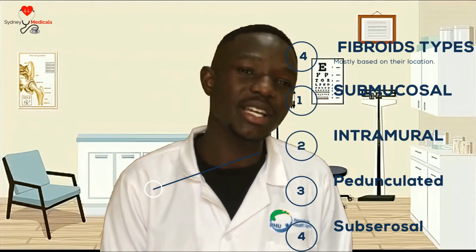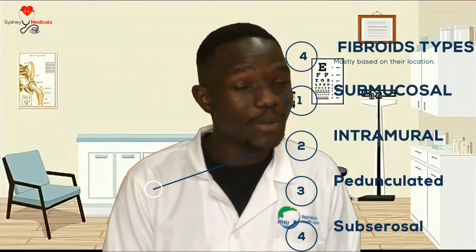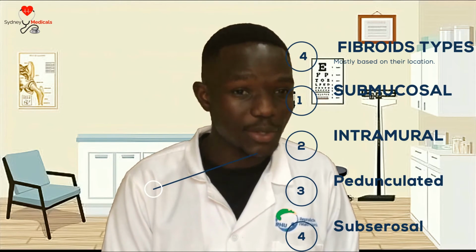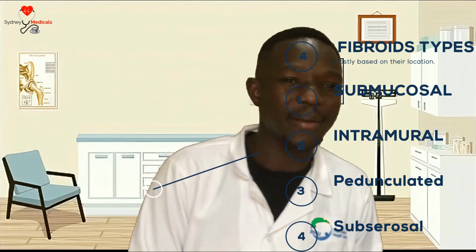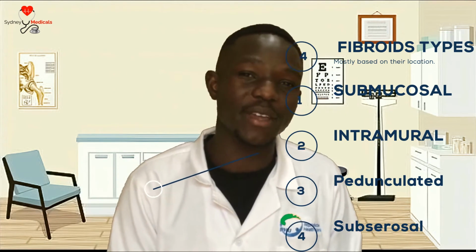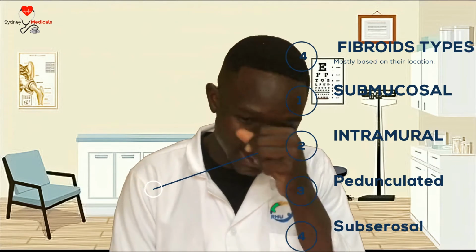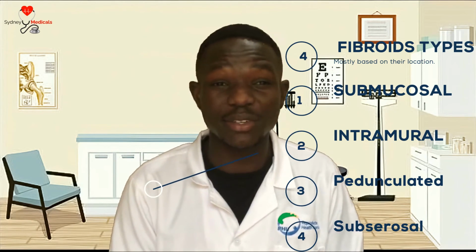Now, basically, to begin with, there are various types of fibroids. We do have what we call the submucosal fibroids. We have intramural fibroids. We have pedunculated fibroids, and we also have subserosal fibroids. All these types I've mentioned are based on their location.